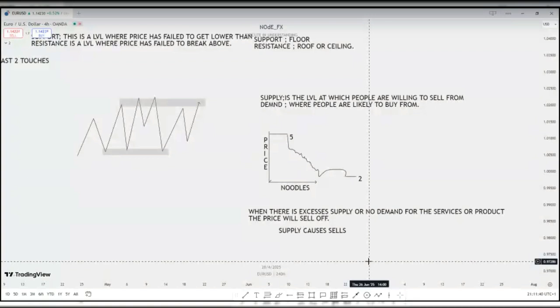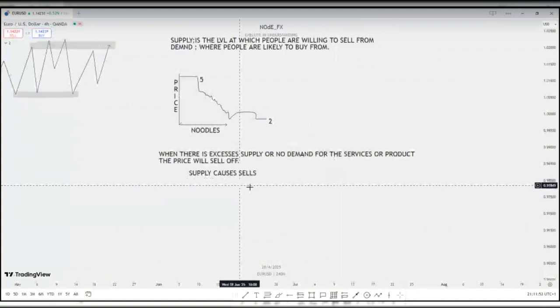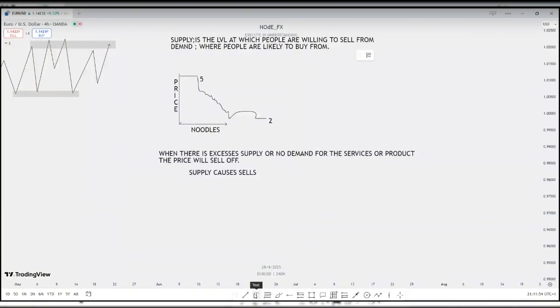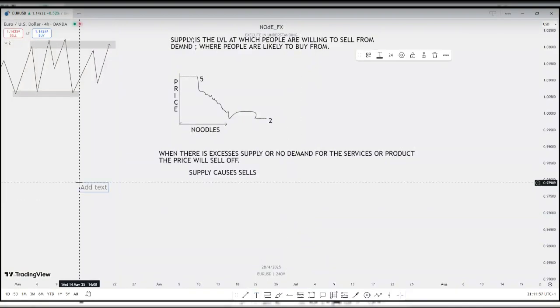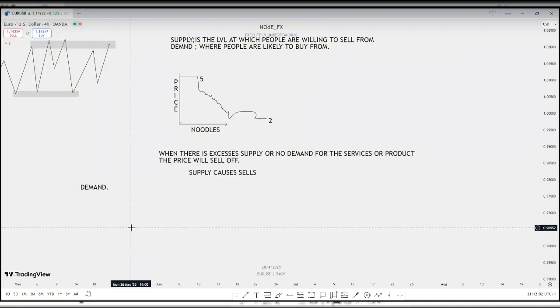Supply comes as a result of what? Excess of the product, excess of the goods. That's where people start selling. Now let's go to the other part of this, which is what we call our baba, which is what? Demand. Now, in the case of demand, let me get the table drawn here again.